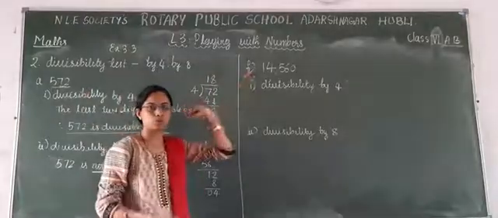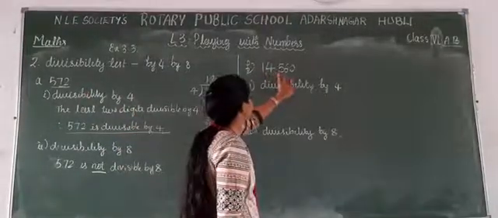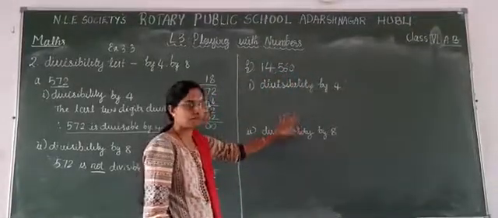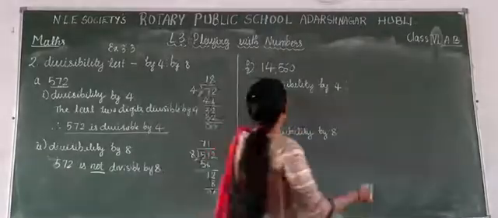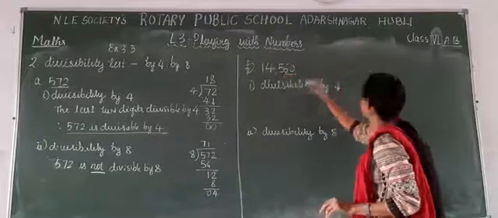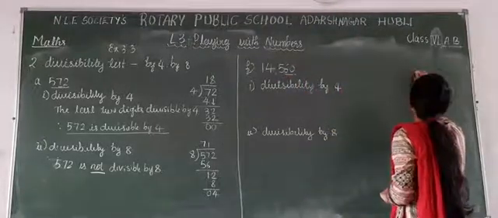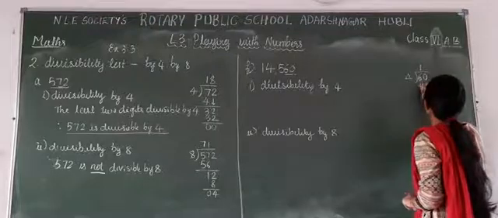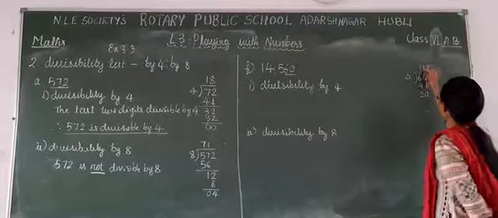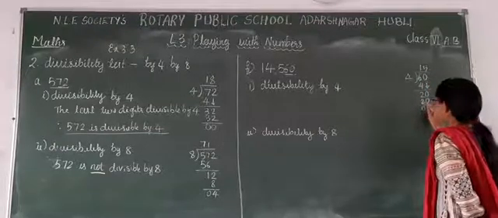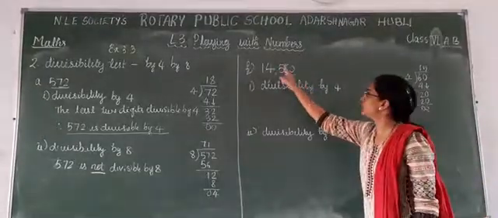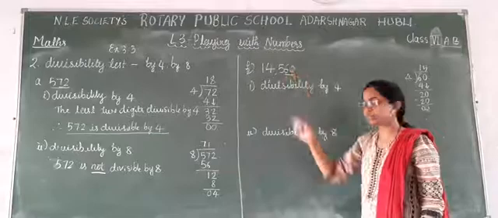Let's move to one more question, F. 14,560. Whether this number is divisible by 4 and 8, we have to check. So divisibility test of 4. Take the last two digits, 60. 4 ones are 4. 6 minus 4 is 2. 0 comes down. 4 5s are 20. Here the remainder is 0. Hence, if 60 is divisible by 4, then 14,560 is also divisible by 4.